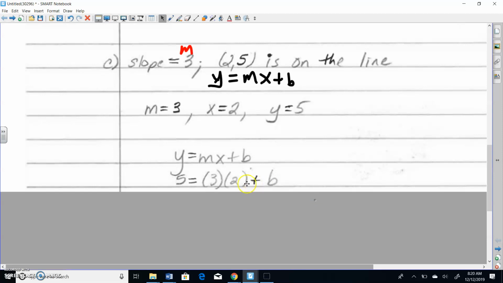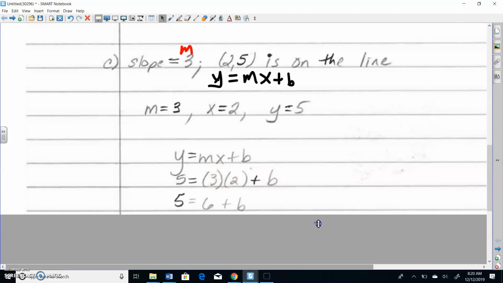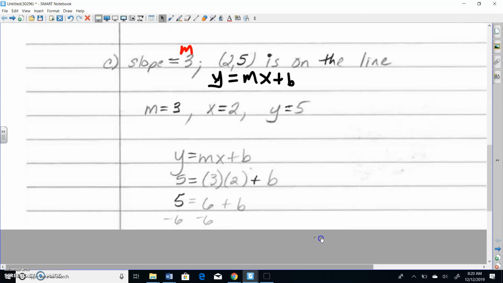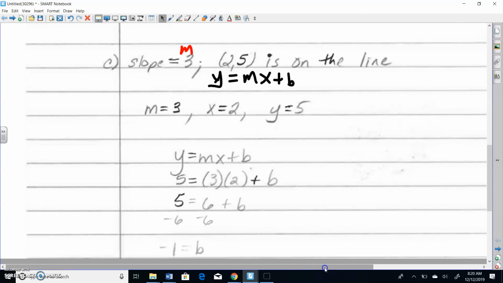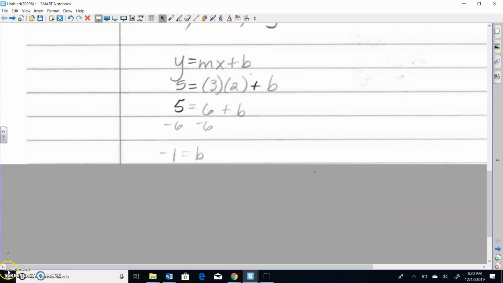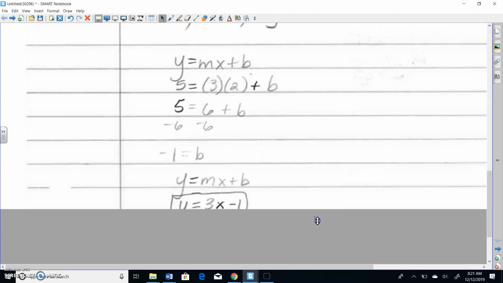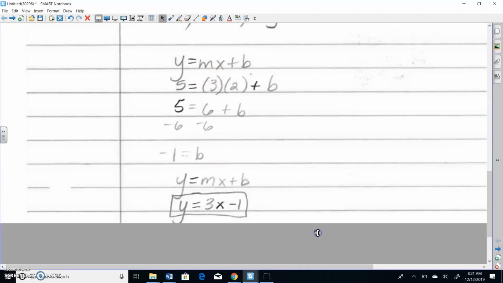So we're going to simplify now. 3 times 2 is 6. So our equation becomes 5 equals 6 plus b. Then we want to solve for b, which means subtracting 6, so that b is -1. Now we have the b value and the m value, so we can rewrite y equals mx plus b, plugging that information in. We're only substituting a value in for the slope and for the y-intercept, and that's our final answer: the equation of the line that has a slope of 3 and goes through the point (2, 5). And it's in slope-intercept form.